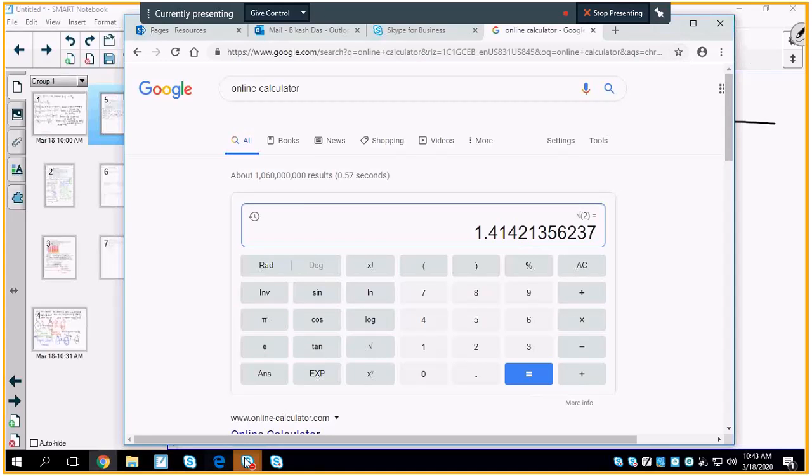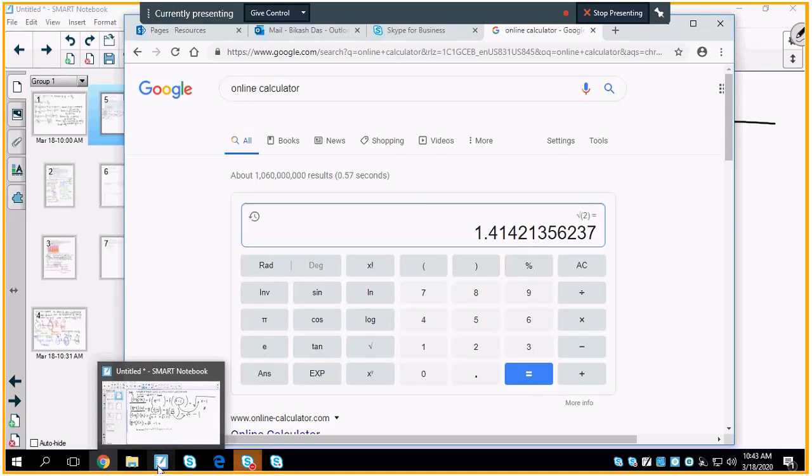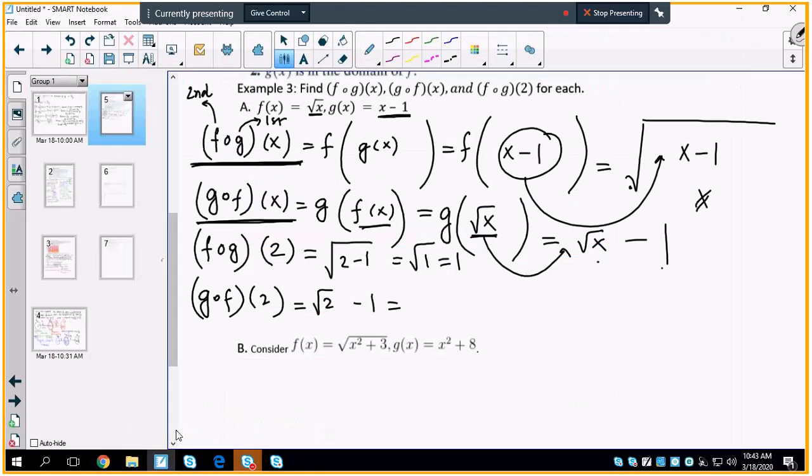So what does that mean? It means 1.414 minus 1 is going to be g composed f of 2. So I will say 1.414 minus 1, which is 0.414. Clearly, as you can see, these two things are not equal. And that tells me it matters whether I treat f as the first function to be computed or g as the first function to be computed. The answers are going to change.